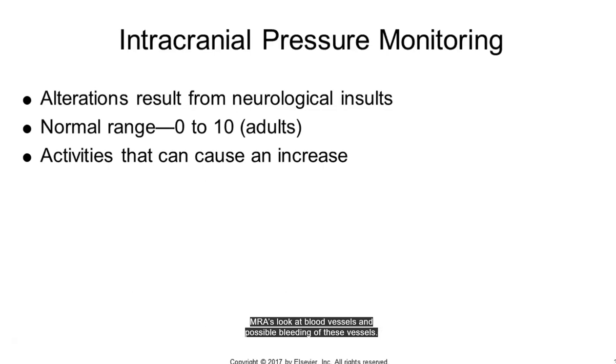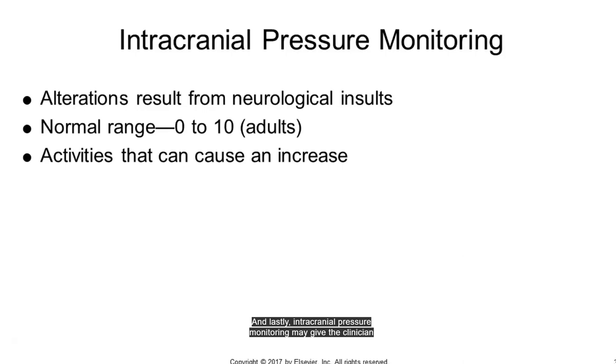MRAs look at blood vessels and possible bleeding of these vessels. EEGs use tiny electrical signals coming from the brain via electrodes placed on the scalp. Slowing of activity in one area may indicate brain lesions, and widespread slowing may indicate brain damage over a wider area. PET scans can detect areas of the brain that are not using enough glucose, and when combined with MRIs, can show both functional and structural defects in the brain. SPECT scans are similar to PET scans in that they can be used to see the brain's blood supply, but are cheaper and more available than PET scans.